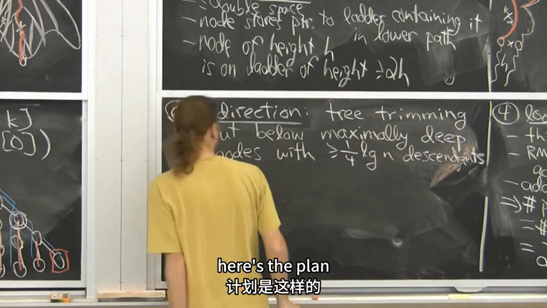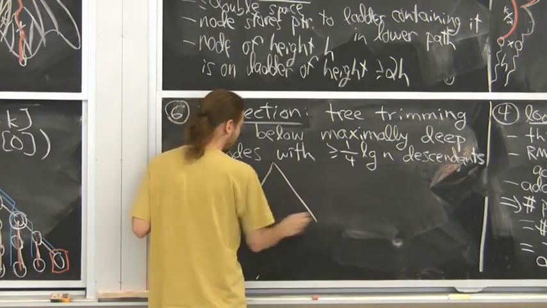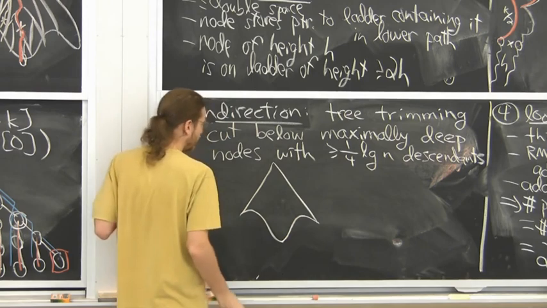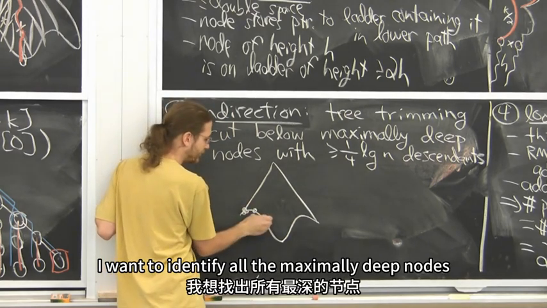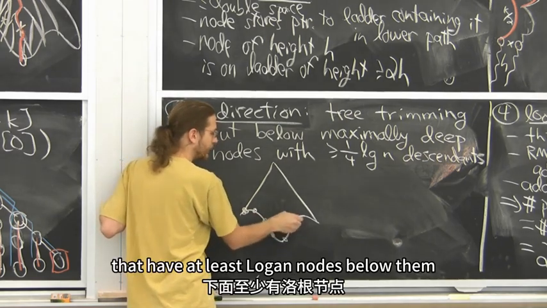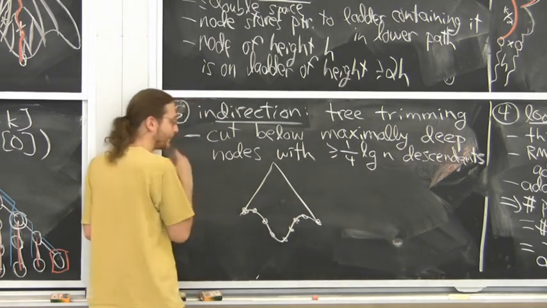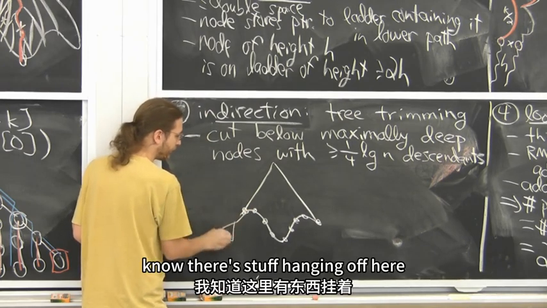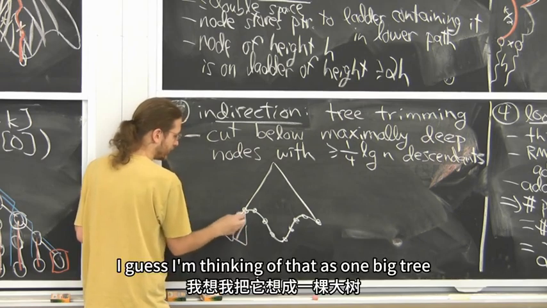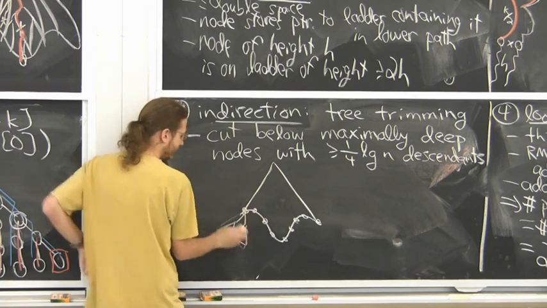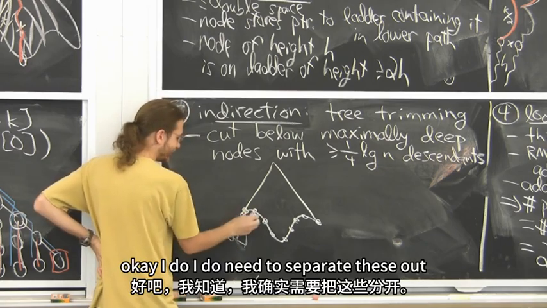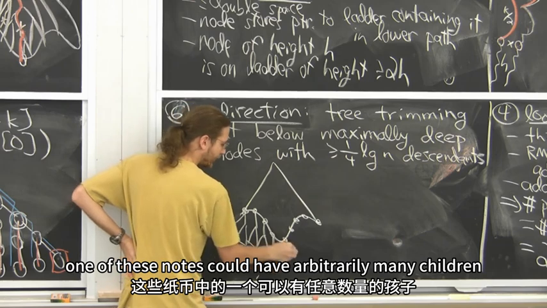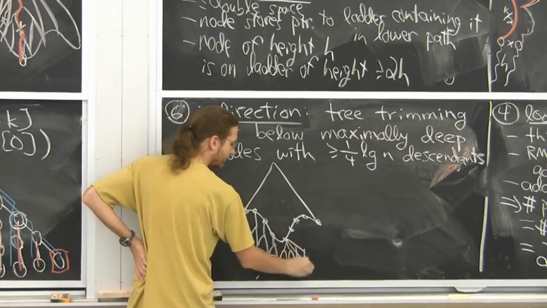Okay, here's the plan. I have a tree, and I want to identify all the maximally deep nodes that have at least log n nodes below them. This will seem weird because we really care about leaves and so on. So, there's stuff hanging off here, whatever. I do need to separate these out. But one of these nodes could have arbitrarily many children. We have no idea. It's an arbitrary tree.